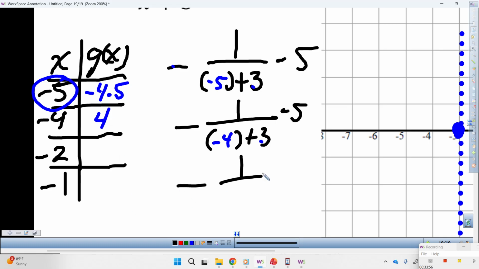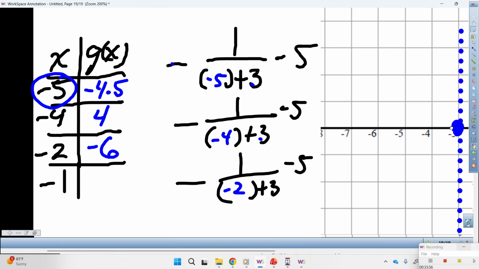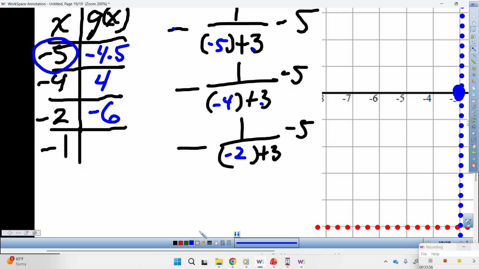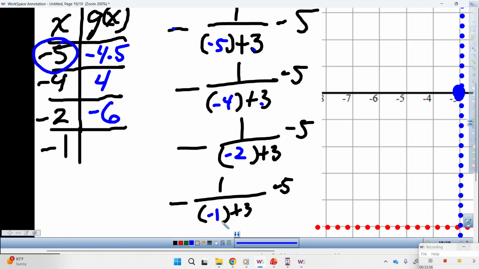Next one. We got negative 2. Negative 2 plus 3, that's positive 1 times the negative is negative 1 over 1. That's negative 1. That's negative 6. And last but not least, negative 1 over parentheses plus 3 minus 5. And now we substitute negative 1. Negative 1 plus 3 is positive 2 times the negative is negative 2. So negative 1/2 and negative 5, that's negative 5.5. Let me zoom out.